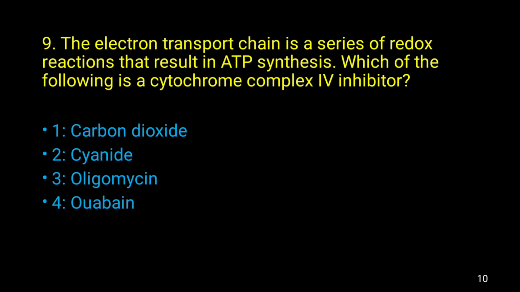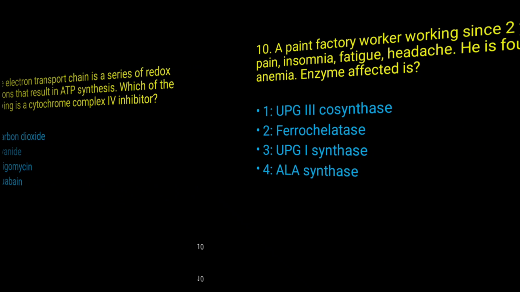Oligomycin is an inhibitor of the FO portion of complex 5, not complex 4. Complex 4 is not related with oligomycin. Oligomycin is related with complex 5, which has two portions, FO and F1. Out of that, FO is inhibited by oligomycin. Ouabain is an inhibitor of the sodium potassium ATPase pump. So all are there as options, but the right answer is cyanide, which is a typical complex 4 inhibitor. You have to remember H2S gas as well as carbon monoxide are also inhibitors of complex 4 of the electron transport chain. So electron transport chain inhibitors are also important.